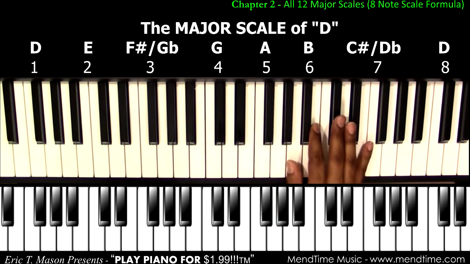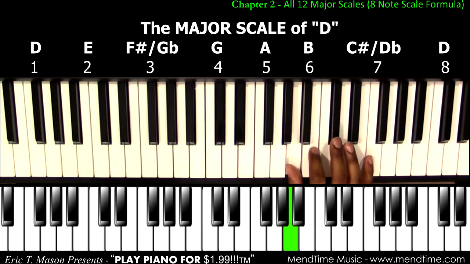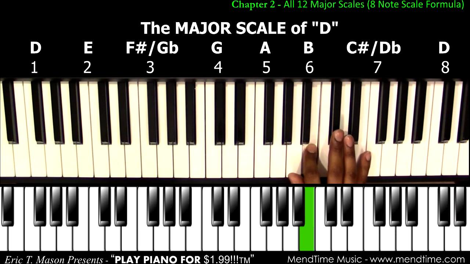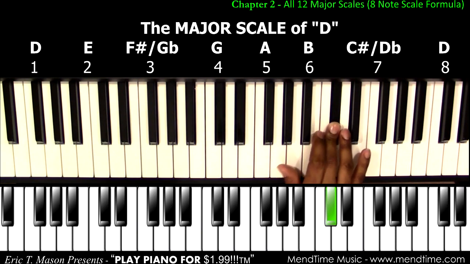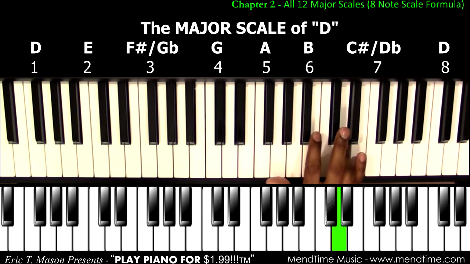Now we have 3 whole steps to go. First whole step is A. Second whole step is B. Third whole step is C sharp, D flat. And the last half step, that 8th note, is D.